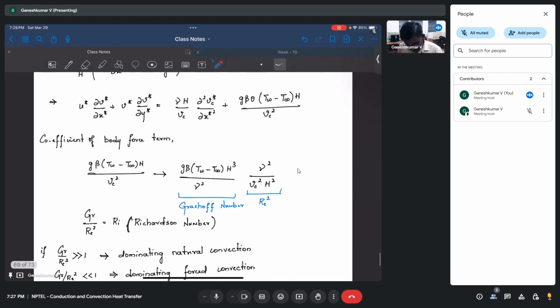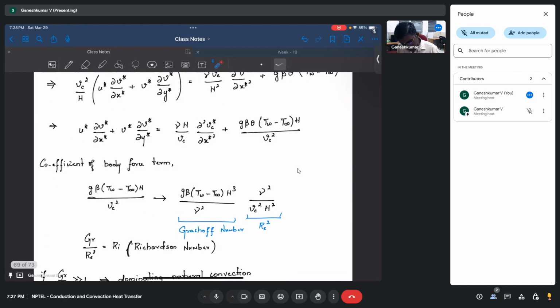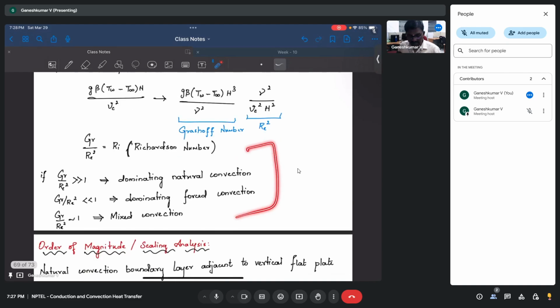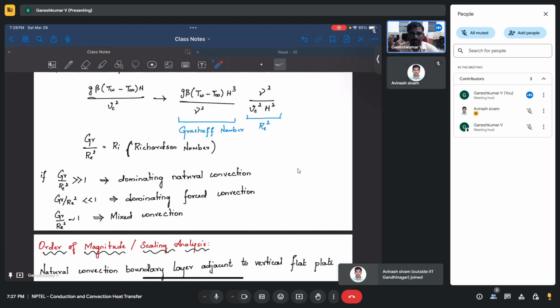This tells whether yours is natural convection, forced convection, or mixed convection, right? If the Grashof number is very much greater than Reynolds number squared, your buoyancy is dominant, and natural convection is dominant. If it is very much less than Reynolds number squared, then forced convection is dominant, so you can simply do a forced convection analysis. You don't need to do this natural convection analysis. If it is of the order of 1, those two are comparable, and it becomes mixed convection.